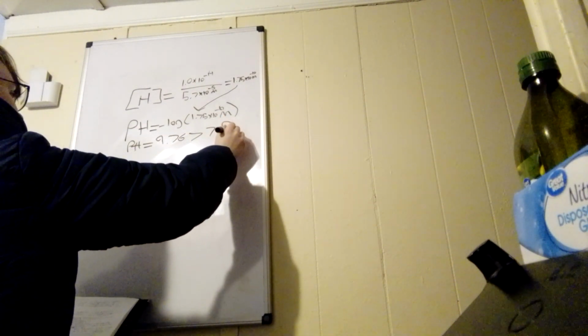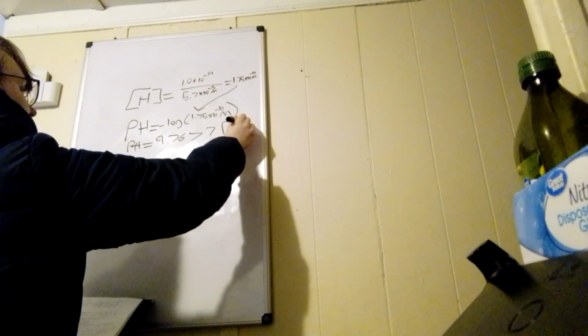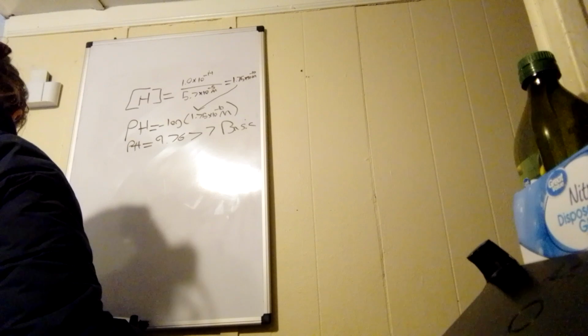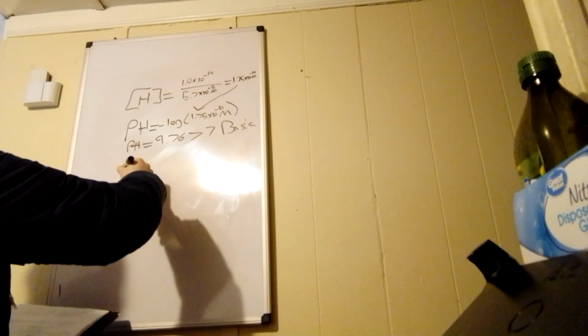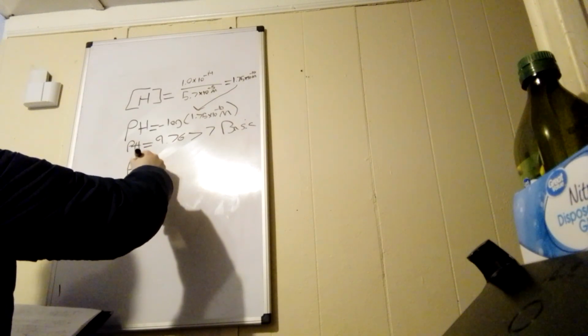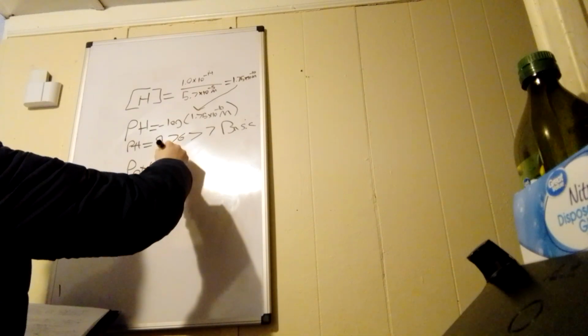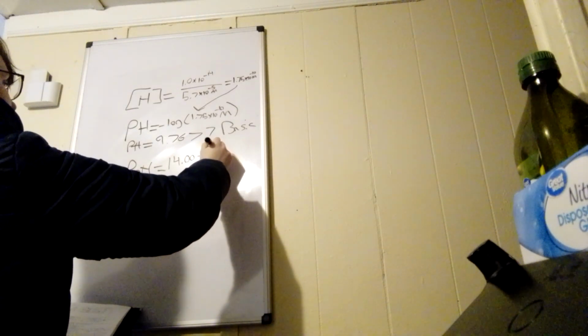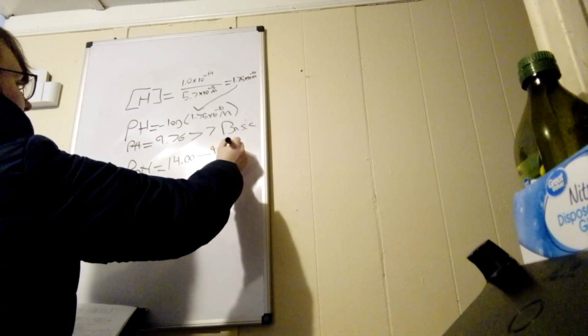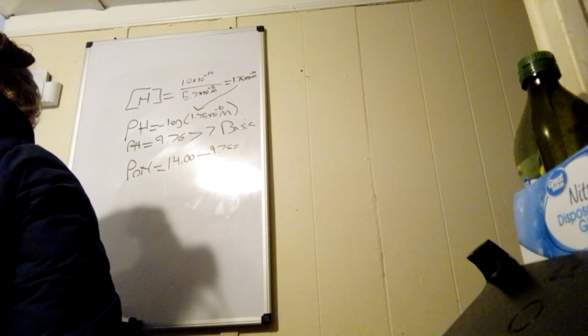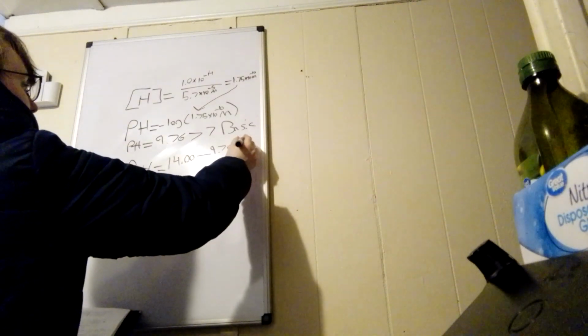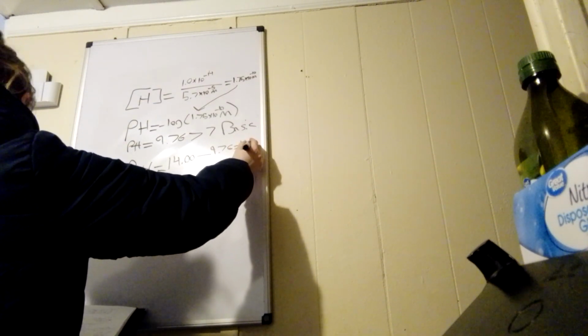So this is a very basic problem. So we can find, since we have our pH, we can go about finding our pOH, setting up very similarly. We're going to subtract 14 by our pH, which is going to give us 4.24.